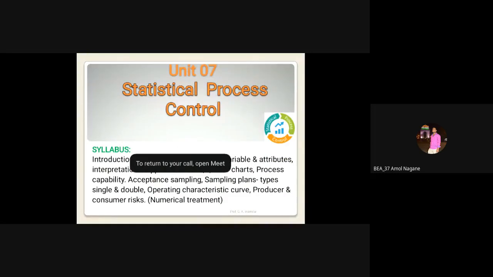So what is the syllabus: basically an introduction to SPC, statistical process control, basic introduction, and control charts for variables and attributes.